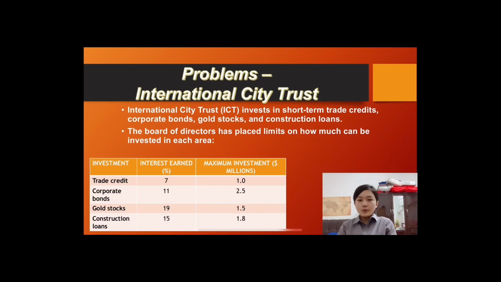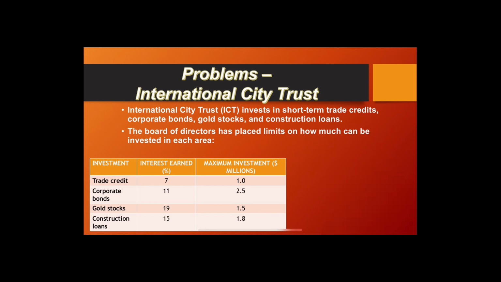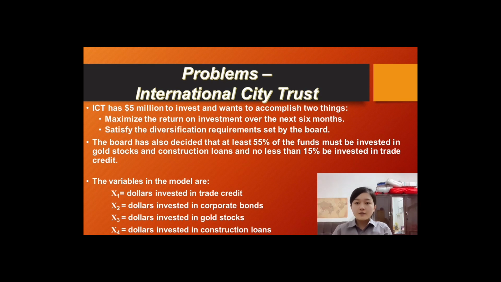This is an example. International City Trust invests in short-term trade credits, corporate bonds, gold stocks, and construction loans. The board of directors has placed limits on how much can be invested in each area. We can refer to the table as shown on the screen. International City Trust has 5 million to invest and wants to accomplish two things. The first thing is to maximize the return on investment over the next 6 months. And the second thing is to satisfy the diversification requirements set by the board.